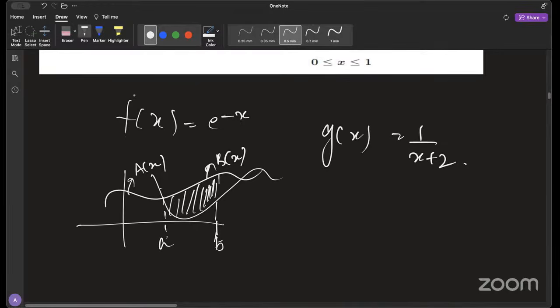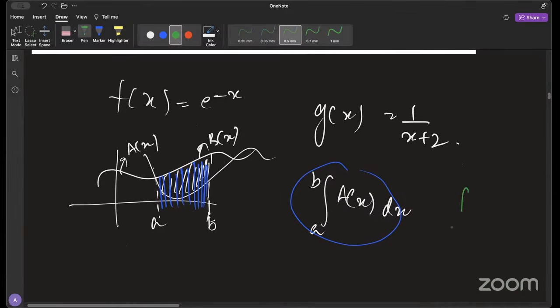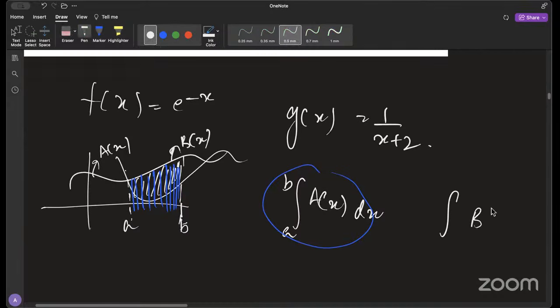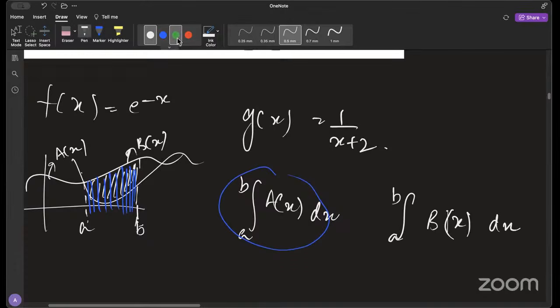So how are we going to do this? What we do here is, we know that the integration of A of x from A to B is going to give me this entire area. And then if I have the integration of the B of x curve from A to B, let's call this the green one, this is going to give me this area.